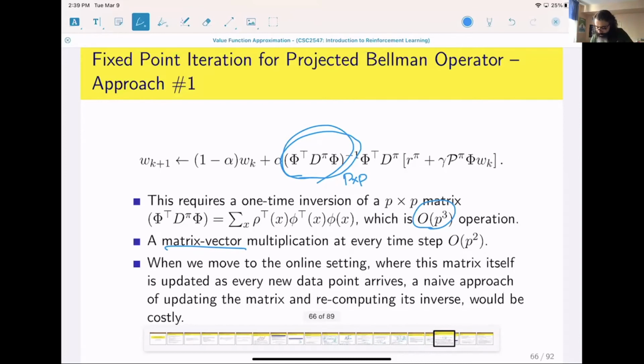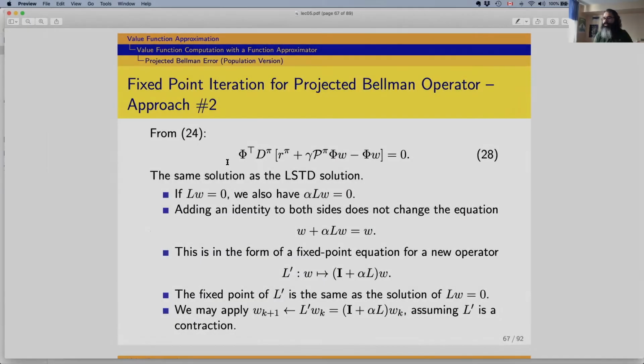I'm writing it here. Okay, so we have this equation that we got through the computation of LSTD: phi transpose D times this Bellman residual is equal to 0. I'm going through a few steps of argument to show how we can convert it to some iterative approach. If we know that some operator LW is equal to 0, then multiplying by alpha, alpha LW would also be 0. So adding identity to both sides does not change the equation. I add W to the left side and right hand side, so W plus alpha LW is equal to W.